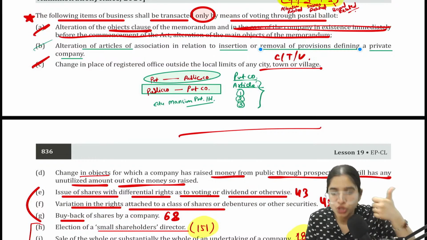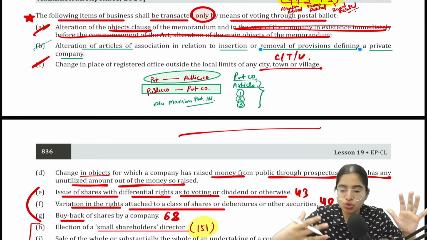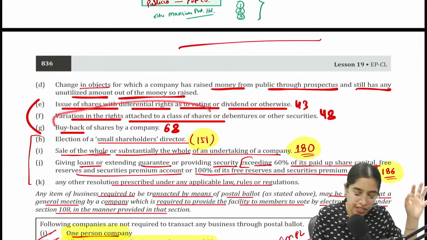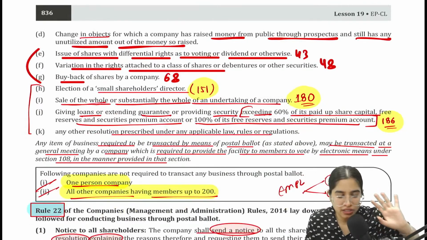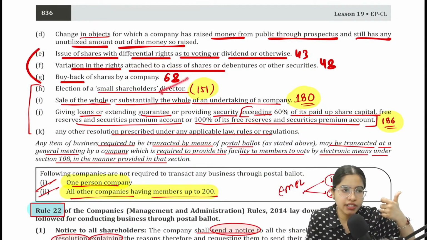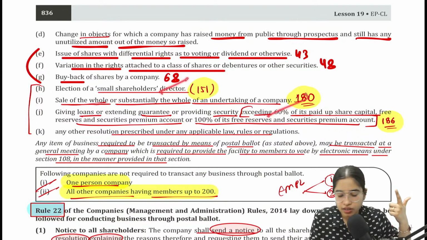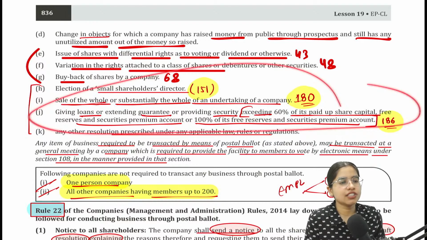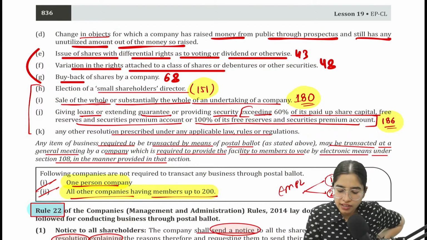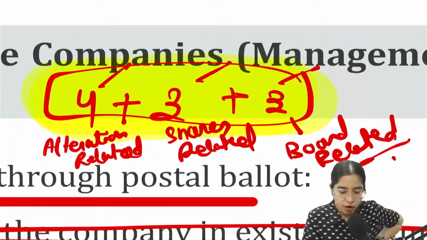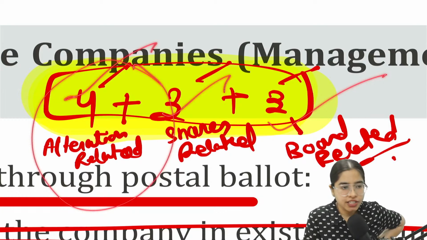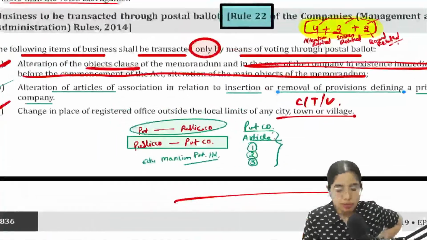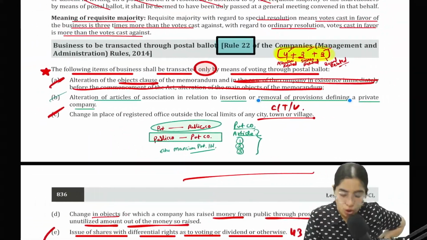Next 3 points are related to shares, like issue of DVR, variation of shareholders right, or buyback of shares. And next 3 points are related to director, like election of small shareholder director, sell of company, and giving loan, guarantee, security, investment. So these 3 sections are from your part B. So this is how you can link to remember, 4 plus 3 plus 3. 4 are alteration related, 3 are shares related, and 3 are board related. Okay, so this is how you can remember all these matters which can be discussed only through postal ballot.